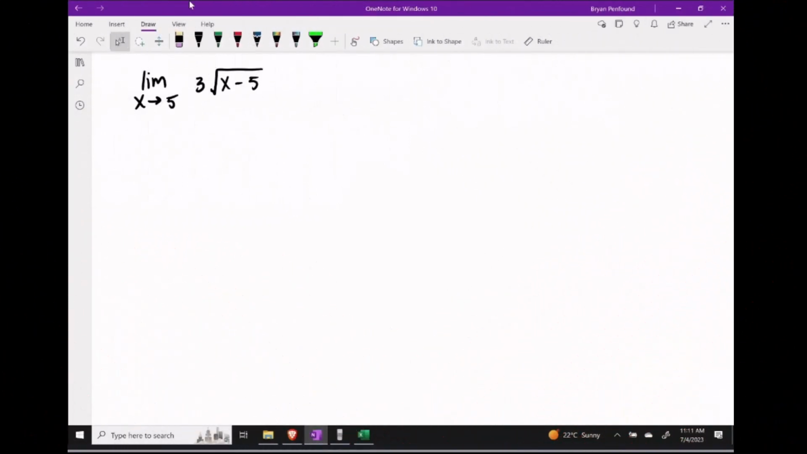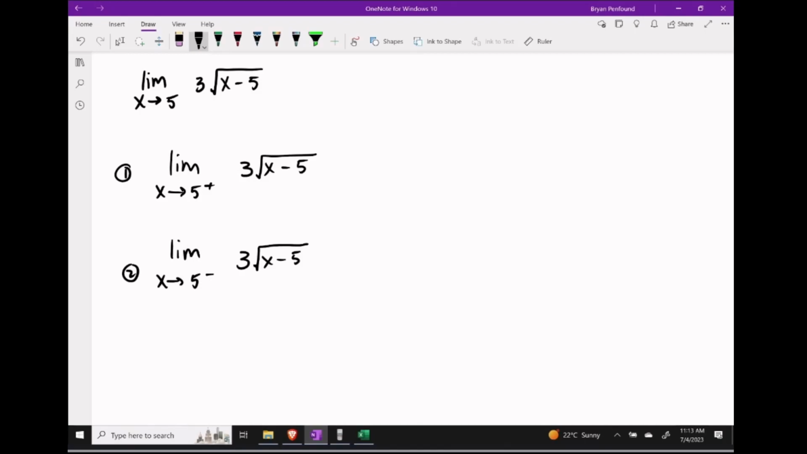In this video, we're going to evaluate the limit as x approaches 5 of the function 3 times the square root of x minus 5. In order for this overall limit to exist, the y value that we approach must be independent of the path that we choose. And we have two possible paths that we can choose as we get closer and closer to 5. We can approach 5 from the right-sided direction, or we can approach 5 from the left-sided direction.